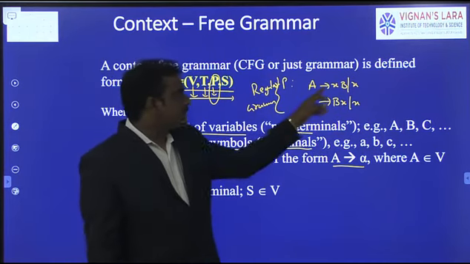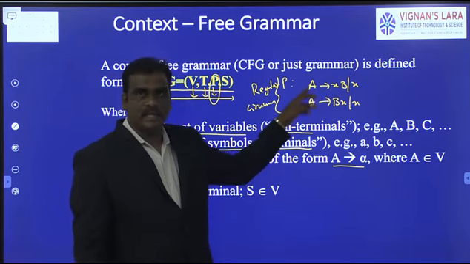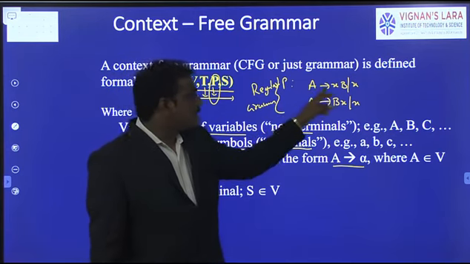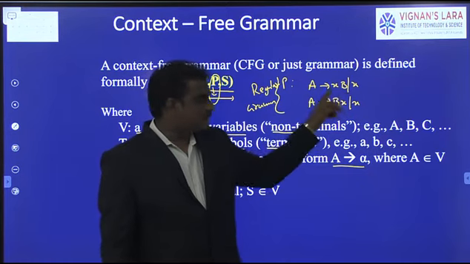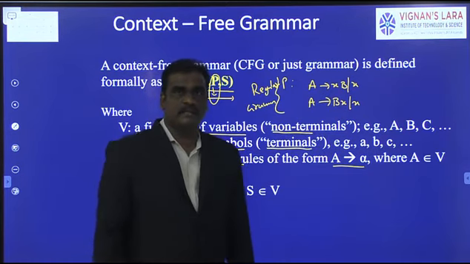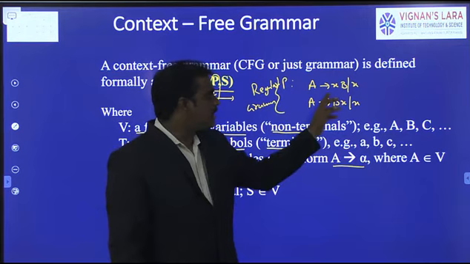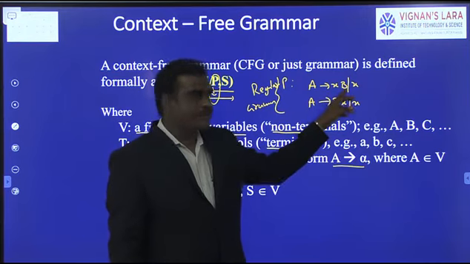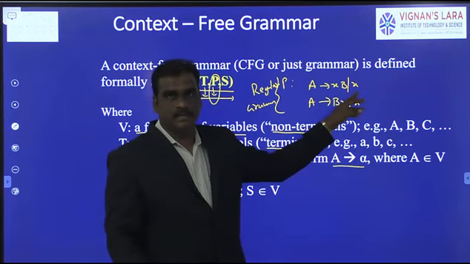That means in the production, the left hand side is a single non-terminal. A is a single non-terminal symbol. Whereas if you take this production that starts with X, what is X? X is a string of terminals followed by a single non-terminal symbol. Otherwise, only a string of terminals.